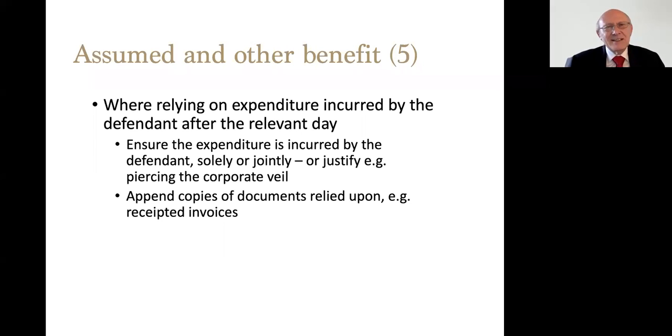I have seen occasions where expenditure from a known bank account has been treated as assumed benefit under this head. That's obviously not correct, because the credits of money into that bank account will be dealt with by the assumption of property transferred to the defendant. The expenditure is from a known source. So we shouldn't be including that again under the expenditure assumption.